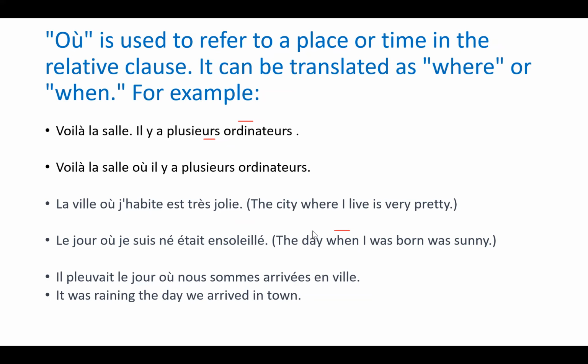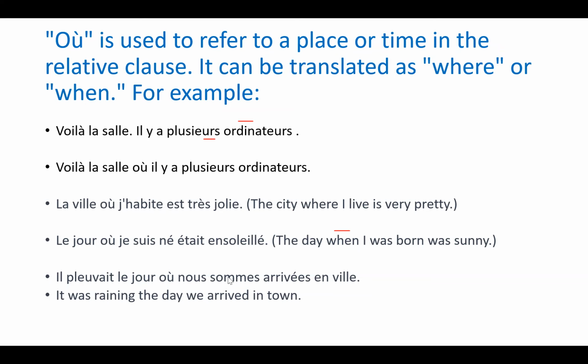Now this one is when we talk about the second sentence. La ville où j'habite est très jolie. So the city where I live is very pretty. So here, où means where. Now another one. Le jour où je suis né était ensoleillé. So the day I was born was sunny.